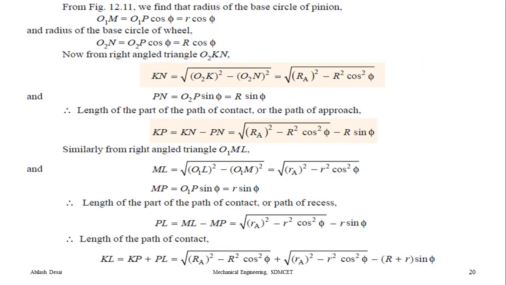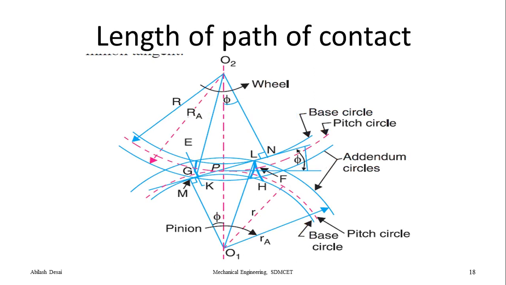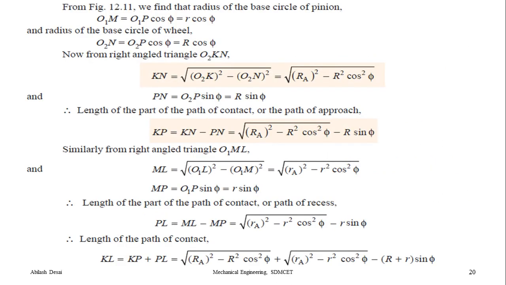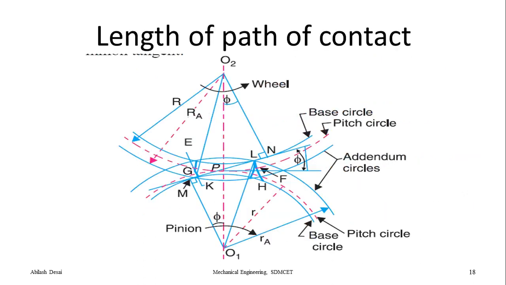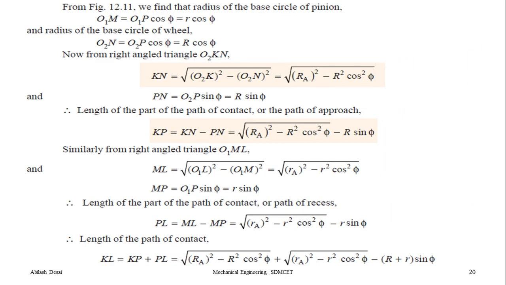O1M is nothing but O1P cos phi, because the angle turned here is phi. At this point, the point of intersection, it is the point P now. So it is O1P cos phi. O1P is nothing but the radius on the pitch circle, so it is nothing but small r. So the entire radius will be the same. So it is nothing but r cos phi.